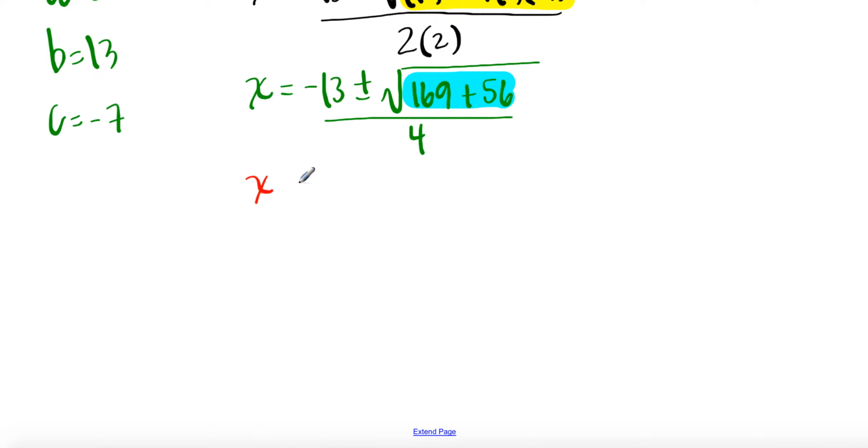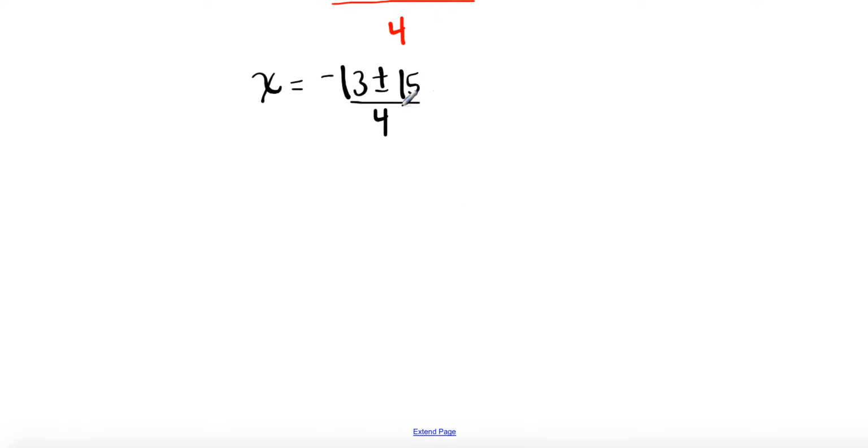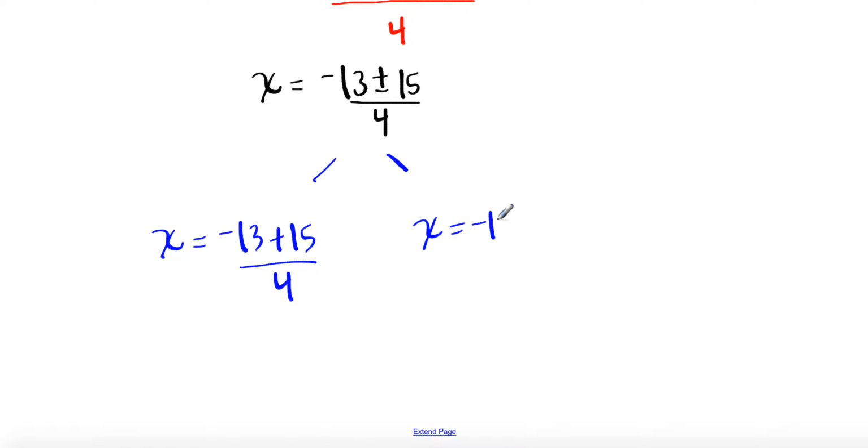And so in my next step, I get x is equal to negative 13 plus or minus the square root of 225, all divided by 4. 225 is a perfect square, so this gives me negative 13 plus or minus 15 over 4. And because 15 is a perfect square, and we can combine it with negative 13, we're going to separate this into two different equations. I'm going to write x is equal to negative 13 plus 15 divided by 4, and x is equal to negative 13 minus 15 divided by 4.